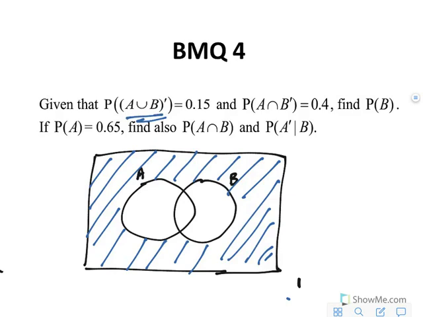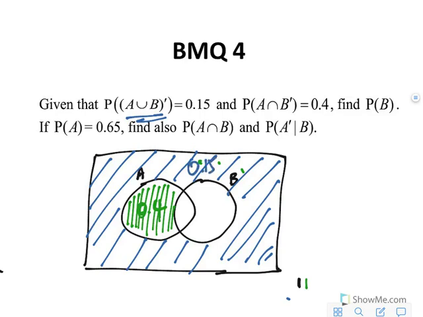And A intersect B prime is equal to 0.4. So where is B prime? B prime is the whole outside of B, intersecting with A. We're actually looking at this, A intersecting with B prime. So you can see that my 0.4 is actually here, and my 0.15 is actually outside.